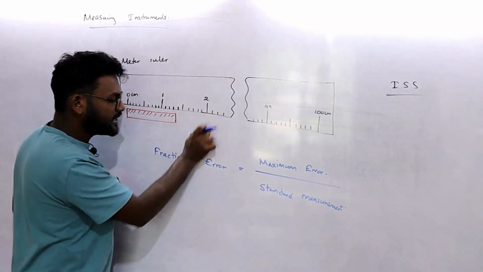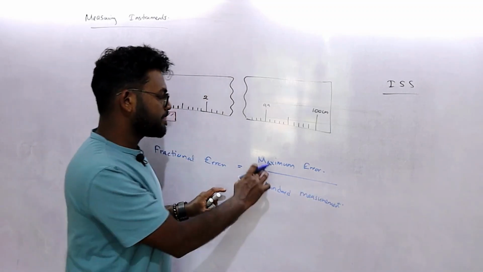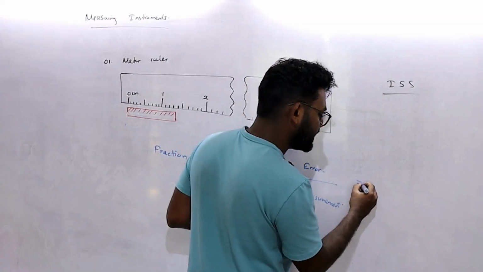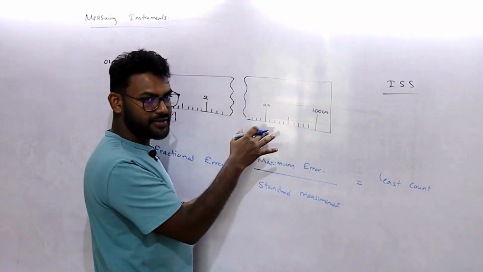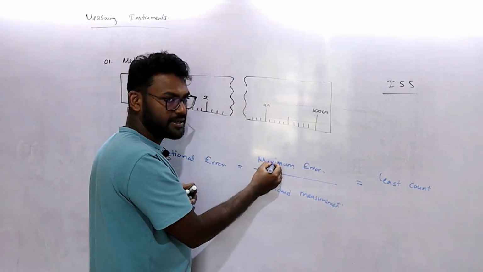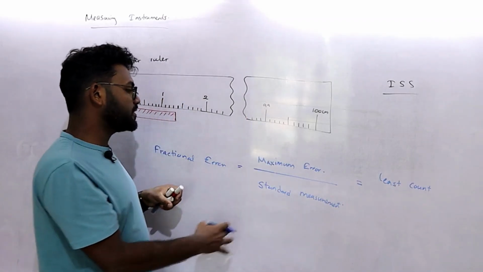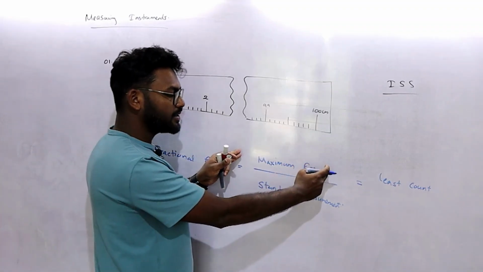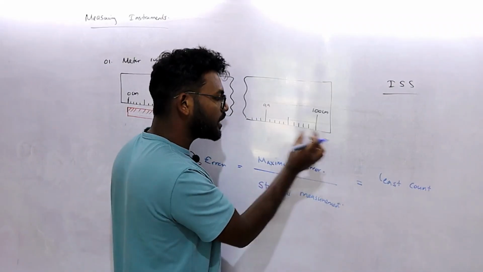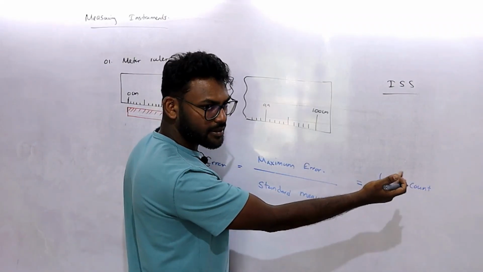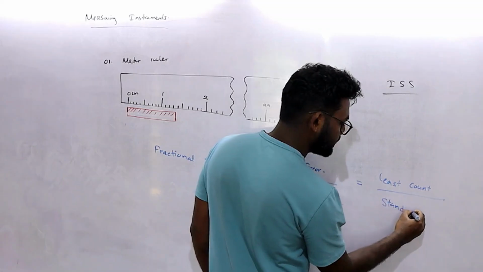So you can say the fractional error is the maximum error divided by the standard measurement. Don't worry about the standard measurement part, we're going to learn about it. Regarding this maximum error, we can even write that to be equal to the least count. Because in this meter ruler the maximum error is 1 millimeter, and that is equal to the least count, which is also 1 millimeter. Not just for the meter ruler, for whatever measuring instrument, the maximum error is equal to the minimum value we can read, because we need to round it off to the least value. Got it? Great. So this is equal to the least count divided by the standard measurement.